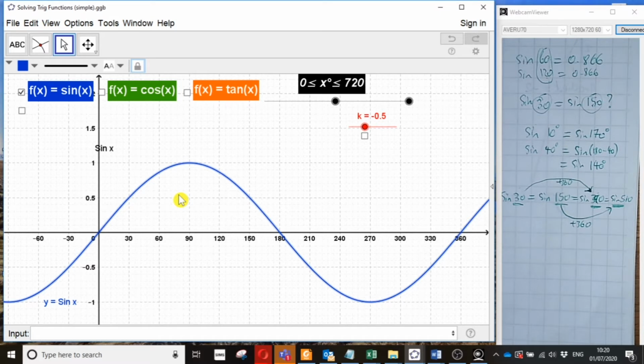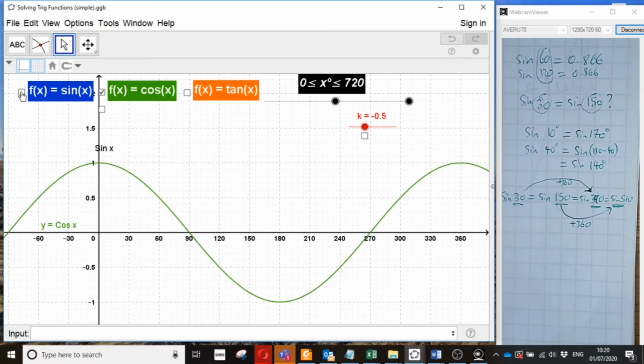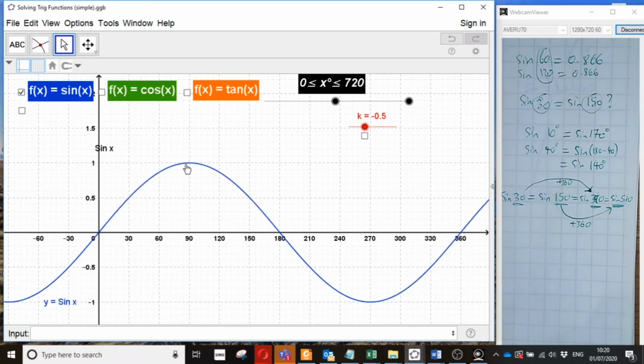Okay? And the cos graph is very similar. Let's see if we can get the cos graph on the screen. There's the cos graph. Okay, it also repeats every 360. It just starts in a different place. It's the sine graph, but it starts in a different place. Let's go back to sine.